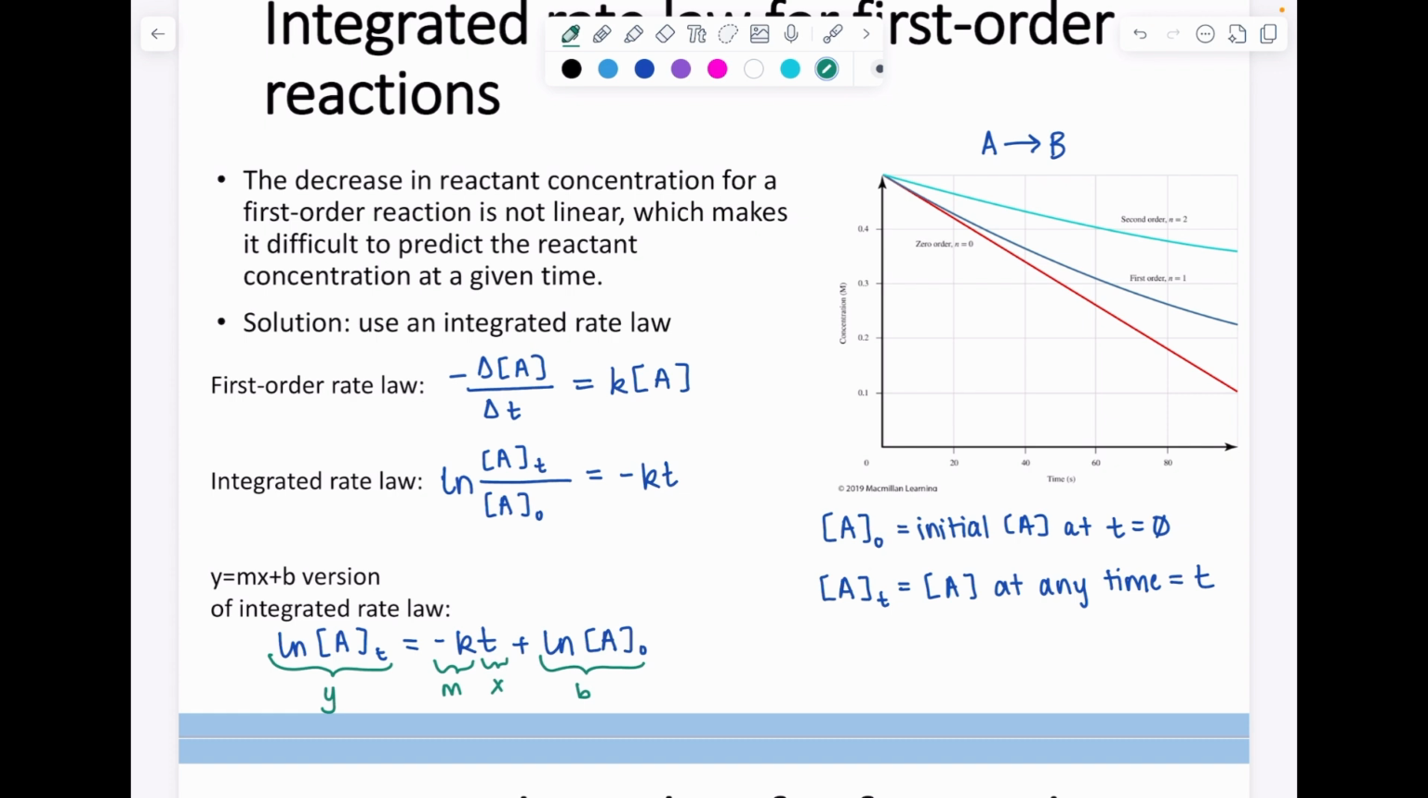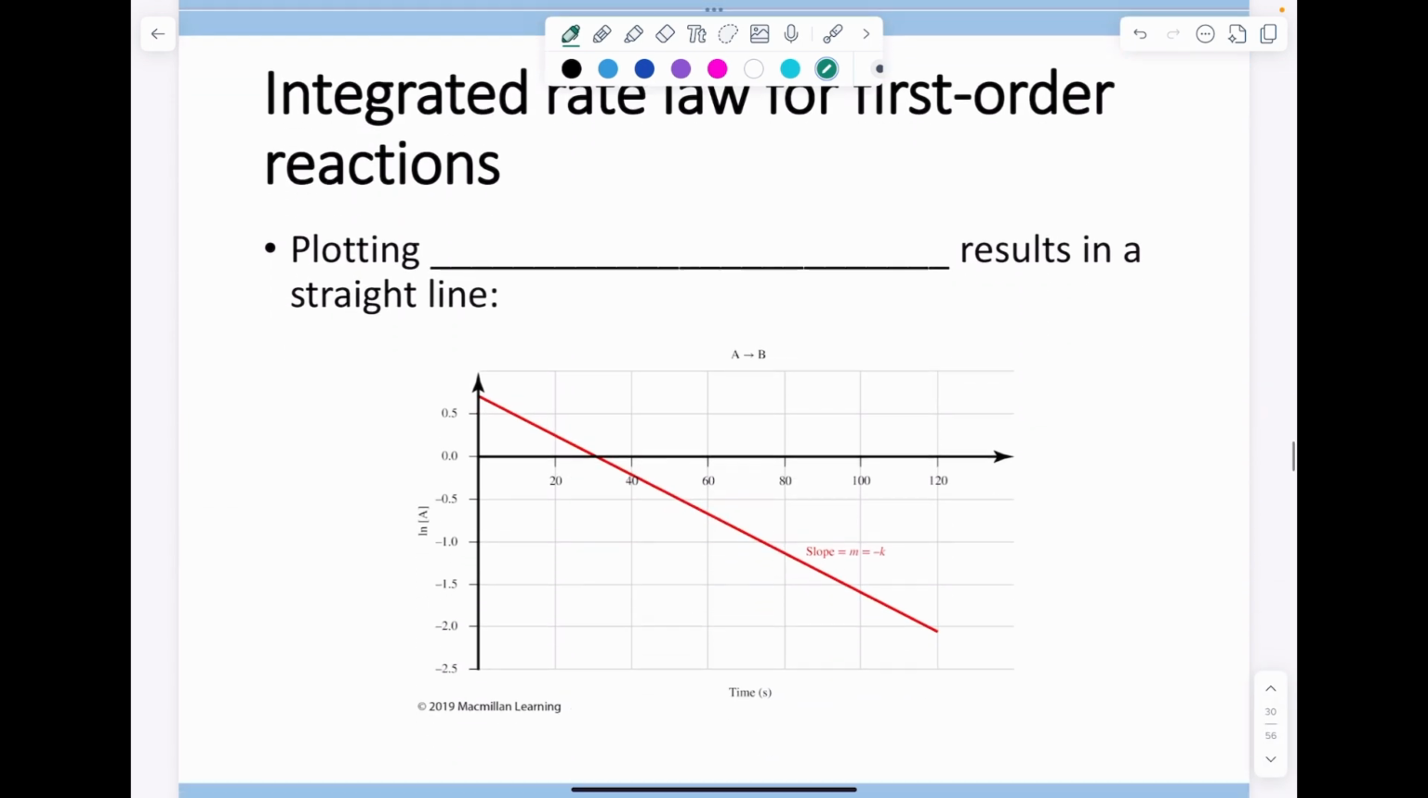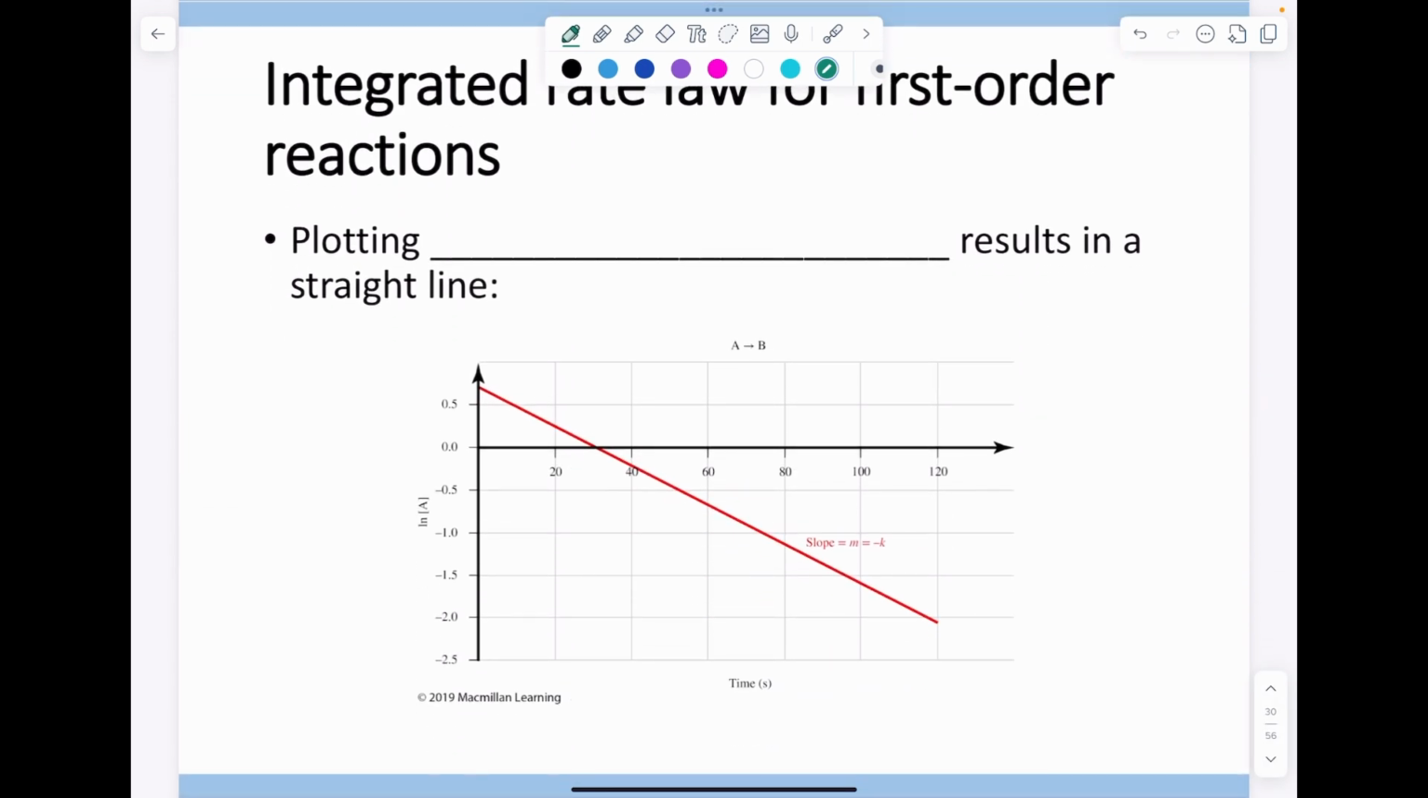If you plot that, so going to the next slide, if you plot this time versus natural log of the concentration of A, that results in a straight line, where the slope of this line is negative k, and we said that on the last slide.